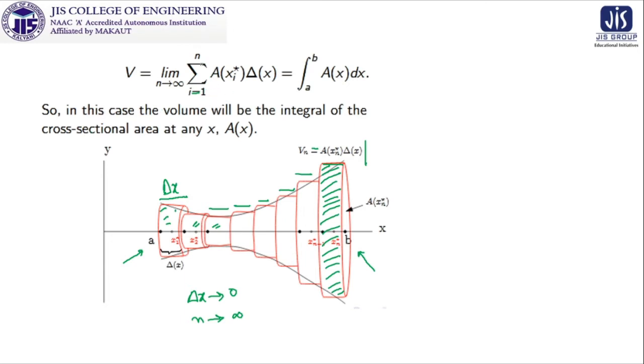Summation i runs from 1 to n of f(xi*) del x is nothing but the definite integration of f(x) dx from a to b, because it will start from a and end at b. So what we see is that this definite integration is now required to calculate the generated volume. So we will proceed further.